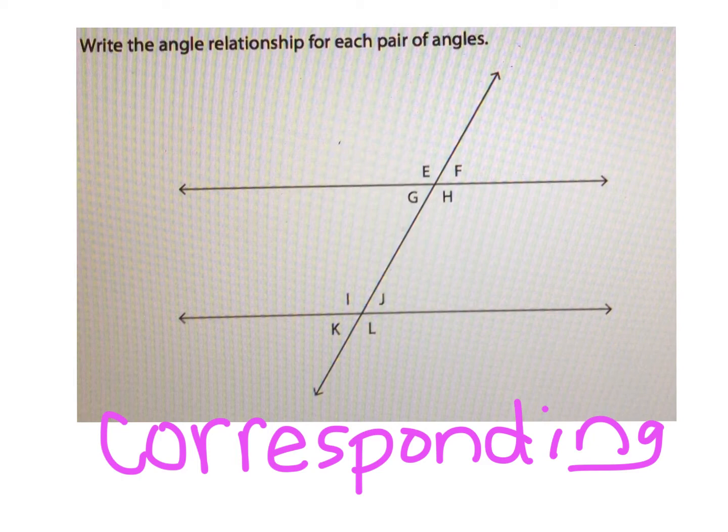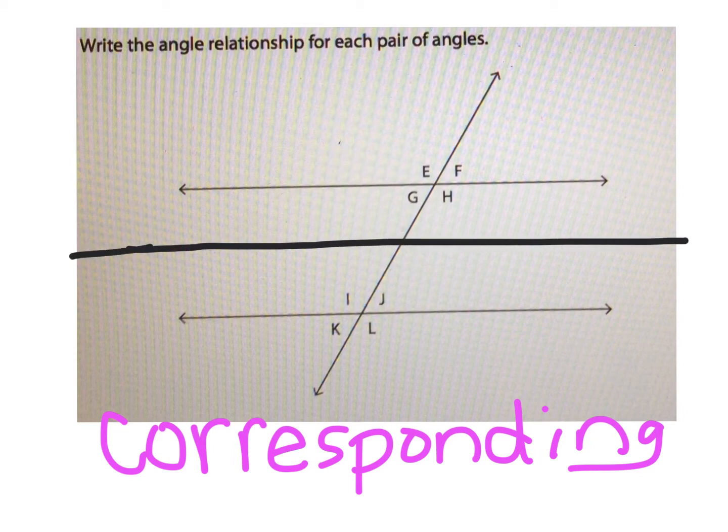Okay, the next vocabulary term is called corresponding. And if I would pretend that this was two different pictures, I could look at the top set, E, F, G, and H, and I could color code each of those angles. So E, F, G, and H. And each of those would correspond to an angle in the below shape, meaning this shape here.